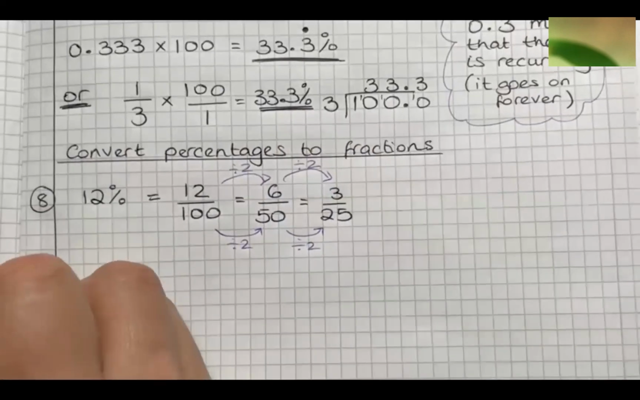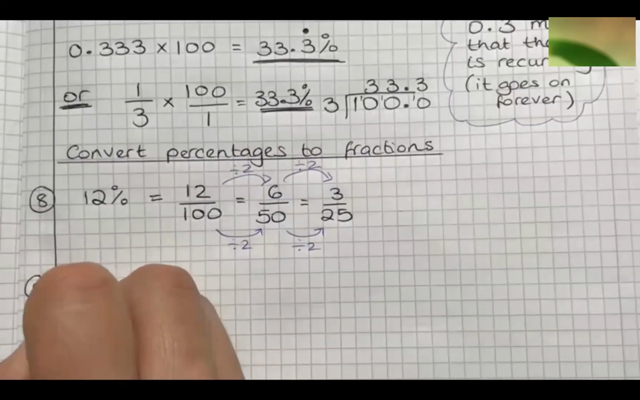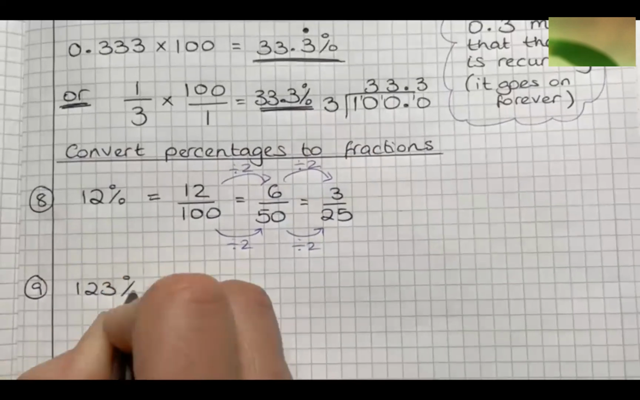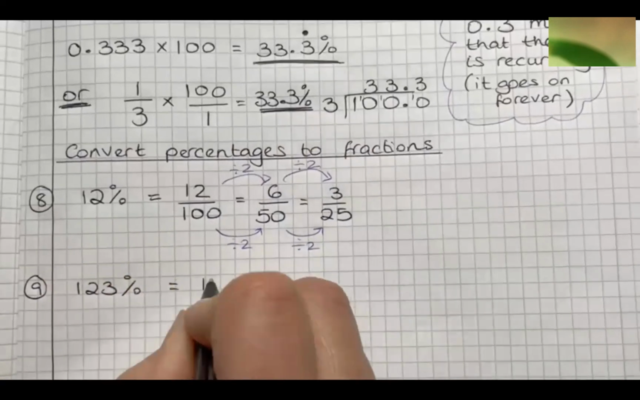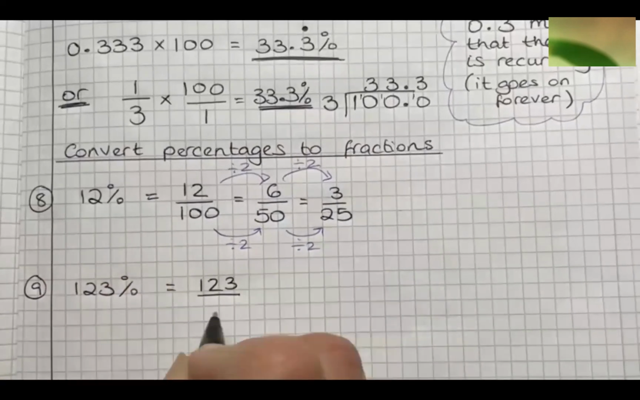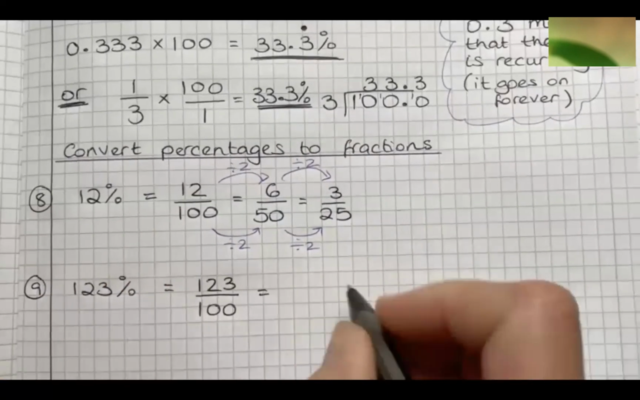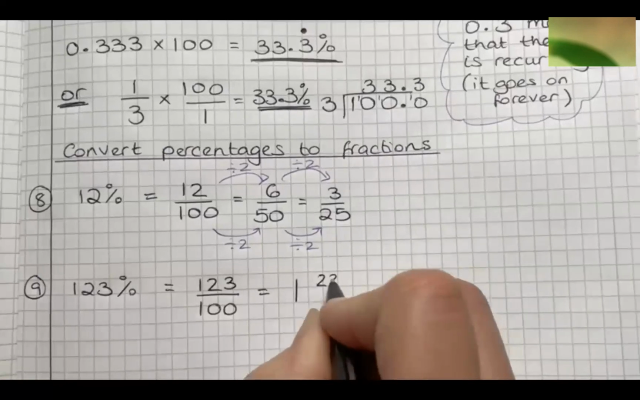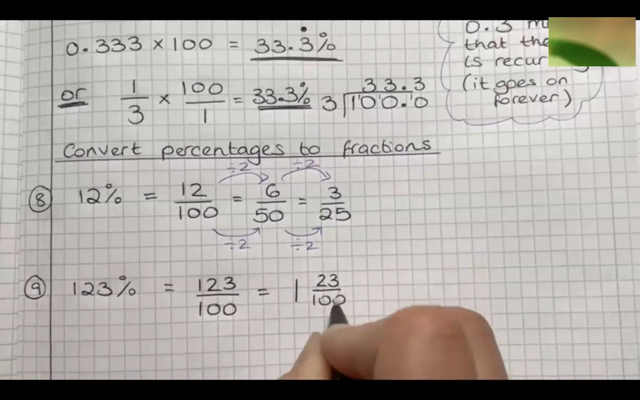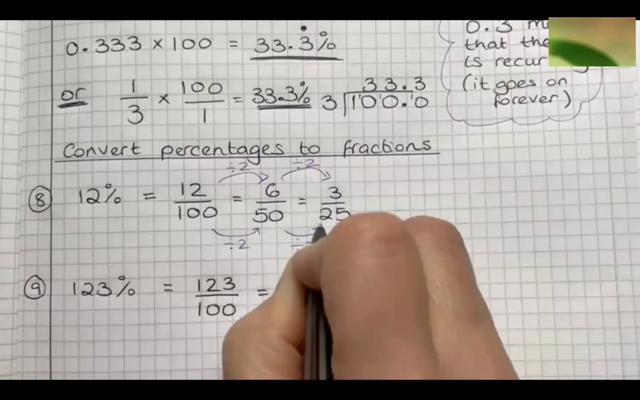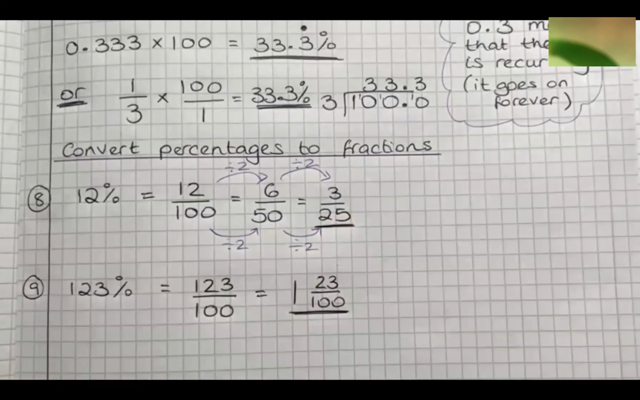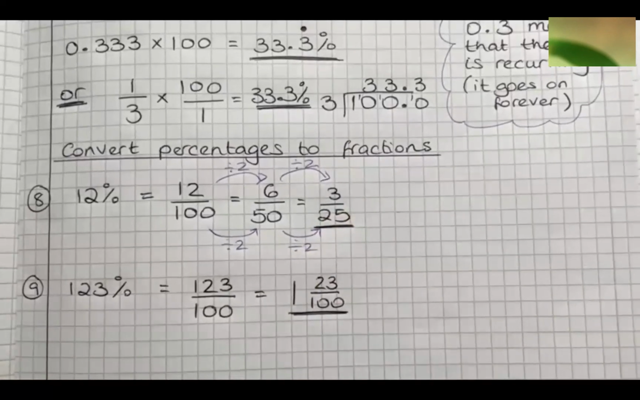One more example, remembering that we can have percentages greater than 100%, we would have 123 still over 100. That would give us a mixed number fraction of 1 and 23 over 100. Okay, in this particular case, I can't simplify it, so I just leave it as it is.